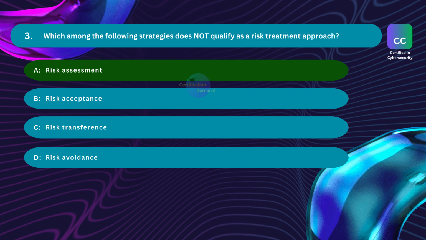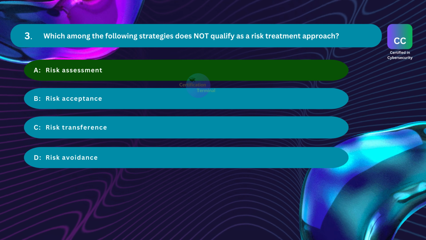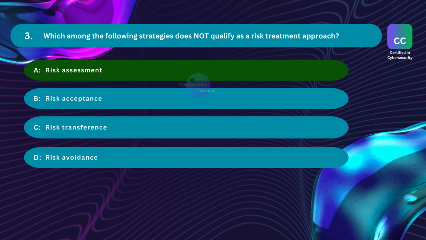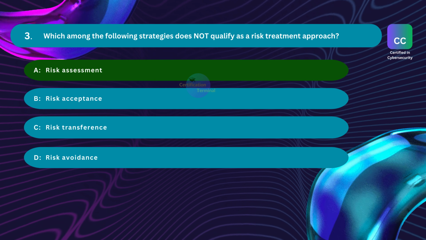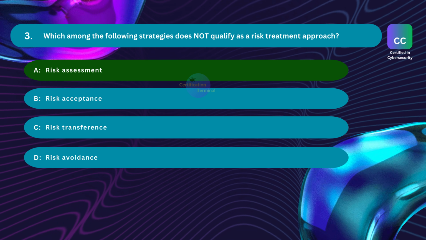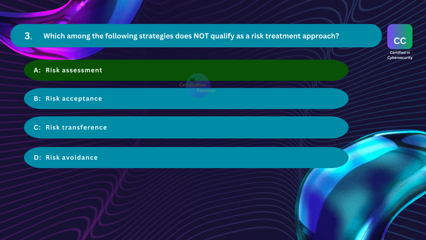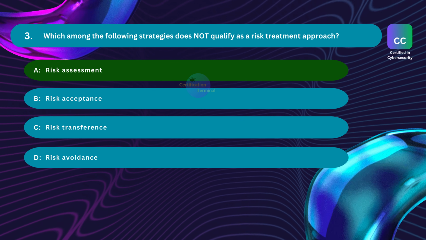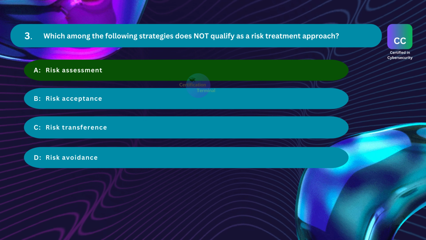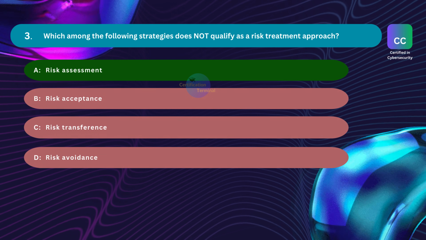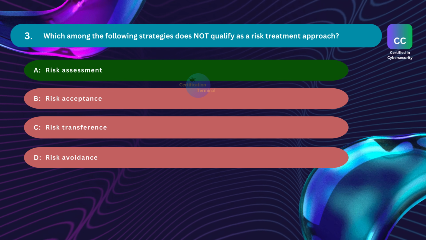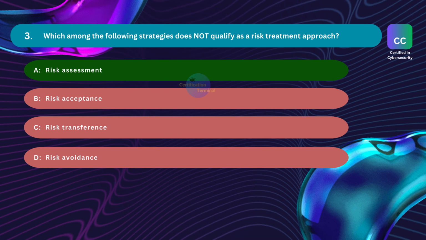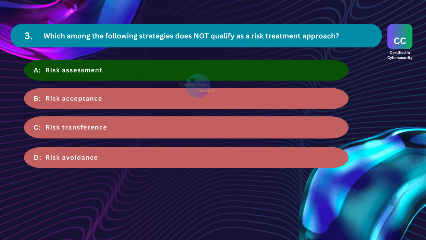Risk assessment is not a risk treatment approach but a fundamental step in the risk management process. It involves identifying, analyzing, and evaluating risks to understand their nature and potential impact. Risk assessment provides the foundation by identifying risks, while risk treatment involves taking action to manage, mitigate, or address those identified risks. On the other hand, the other options, risk acceptance, risk transference, and risk avoidance, are actual risk treatment strategies used to manage identified risks after assessment.